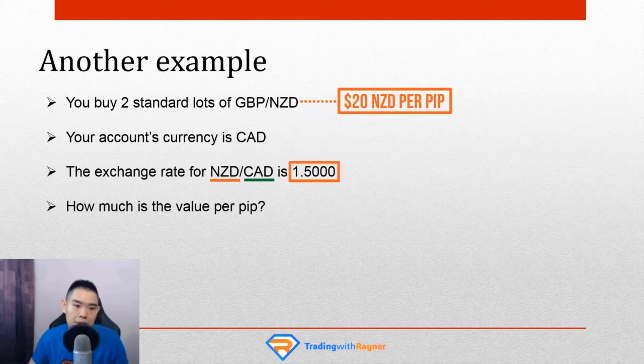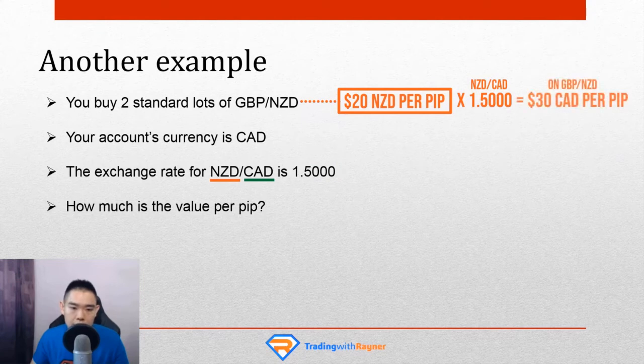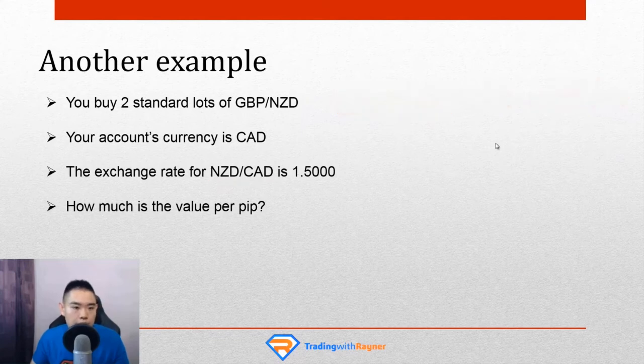Of course, this is not a real number. I just came up with this. If you just look at a normal Forex website, you can find out what the prevailing exchange rate is. So I multiply $20 by 1.5. It will give me how much 20 New Zealand dollars is worth in Canadian dollars. And the answer is 30. 30 Canadian dollars per pip.